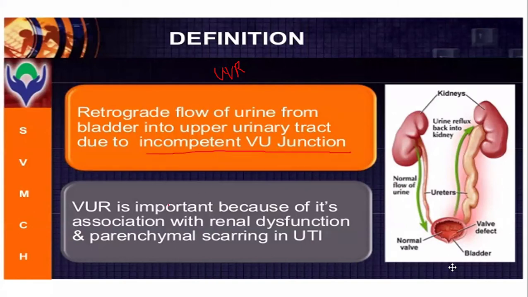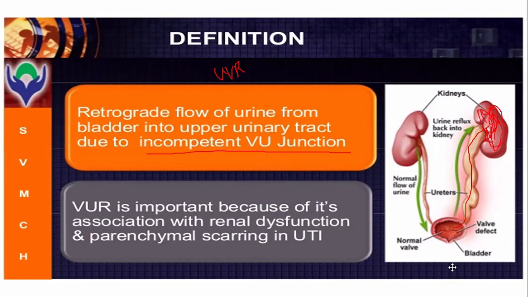It usually opens. That's why you will have a backflow going there. VUR is important because of its association with renal dysfunction and parenchymal scarring in UTI. Remember, you will always be subjected to infection because of urine going there, you will destroy your kidney, right? So in the end, with chronic destruction, you will have end-stage renal failure.